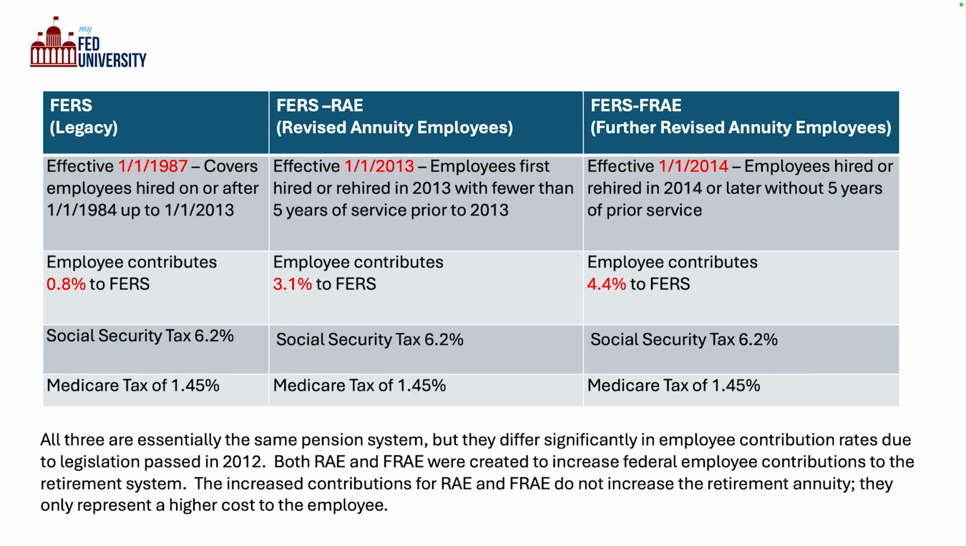It's important to note that both RAE and FRAE were created to increase the federal employee contributions to the retirement system. Now, all three have identical benefits, such as how your annuity is calculated. That is the same for all three. And all three systems also include the same employee matched TSP contributions. But really the big difference is they have drastically different employee contribution rates based upon your hire date.